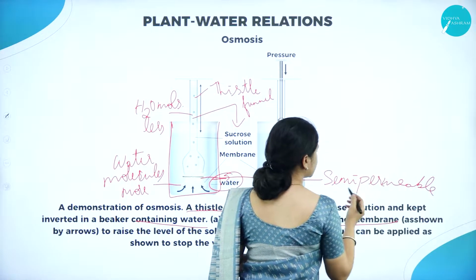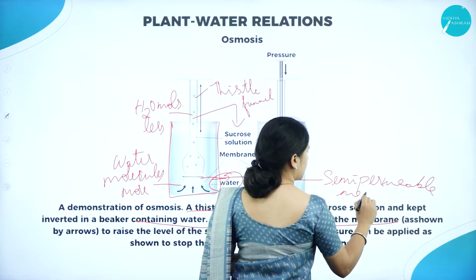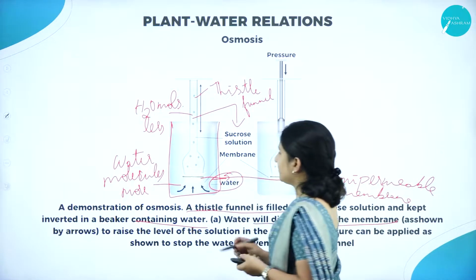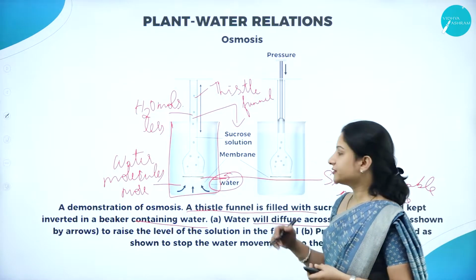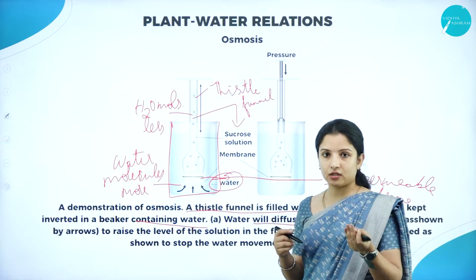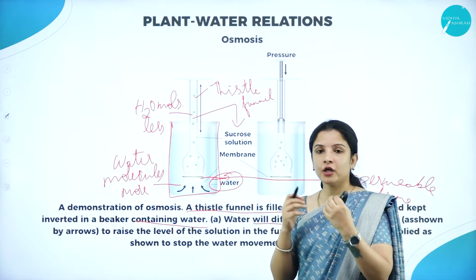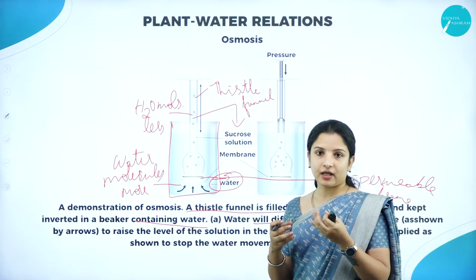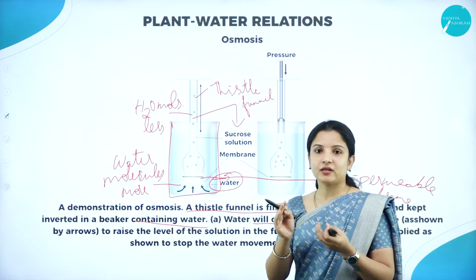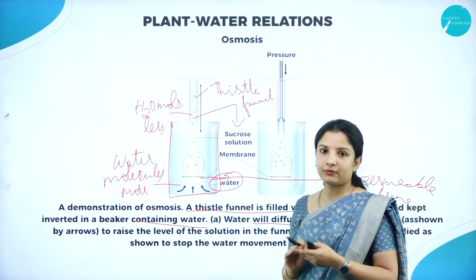Semi-permeable or selectively permeable membrane. So they've covered a membrane. How did they get this membrane? This membrane is actually the membrane of the egg. Whenever you're trying to peel a boiled egg, have you noticed that you find a plastic-like covering, right? That is nothing but the semi-permeable membrane.